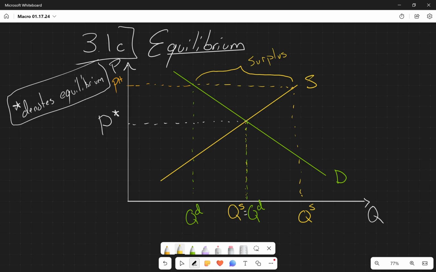And so when you have a surplus, if you're a producer in this particular situation, you are essentially losing money. You're not selling the goods that you've produced. You've made these goods, they're sitting in your inventory, they might be sitting on a shelf, and they're not being sold. So what are you going to do? Well, you're going to lower the price.